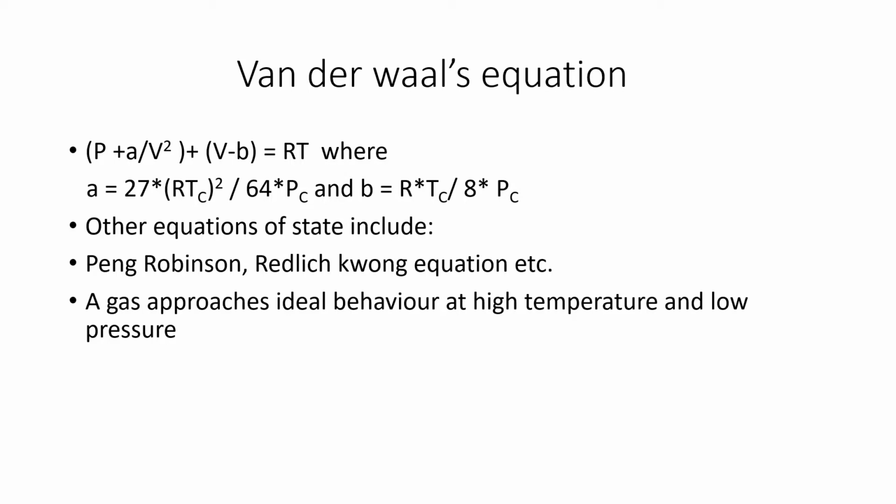You have a equals 27 R squared Tc squared by 64 Pc, and b equals R Tc by 8 Pc, where Tc and Pc are the critical temperature and pressure of the gas given. It will mostly be specified in the questions. This is the most widely used equation for real gas. And the other equations of state include the PR equation, the RK equation, etc. You just have to know the equations, there will be no questions asked from them.